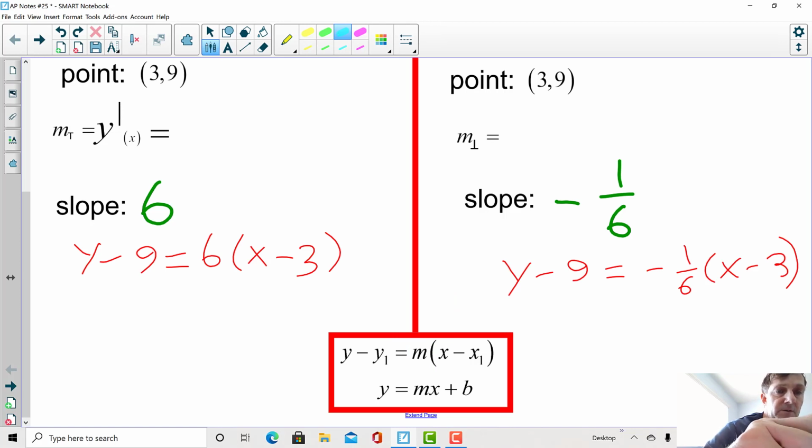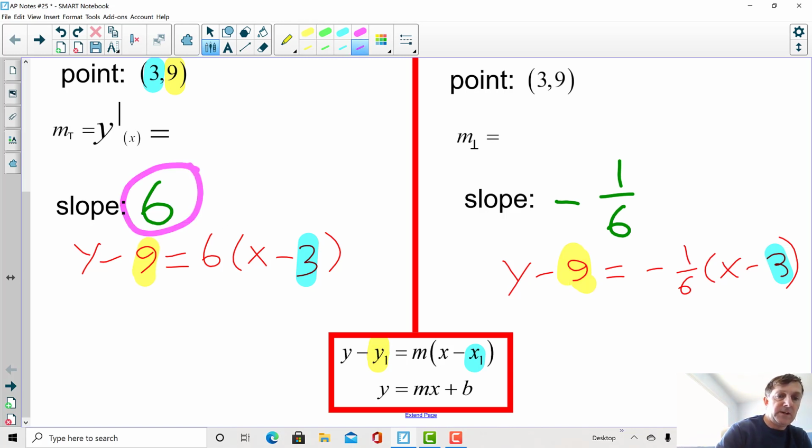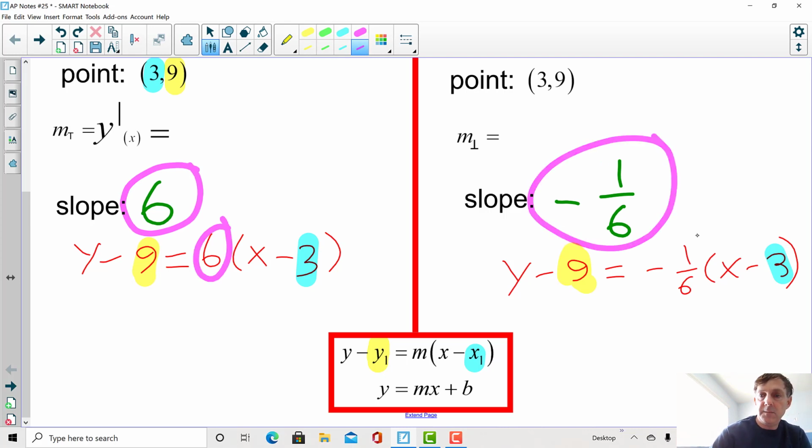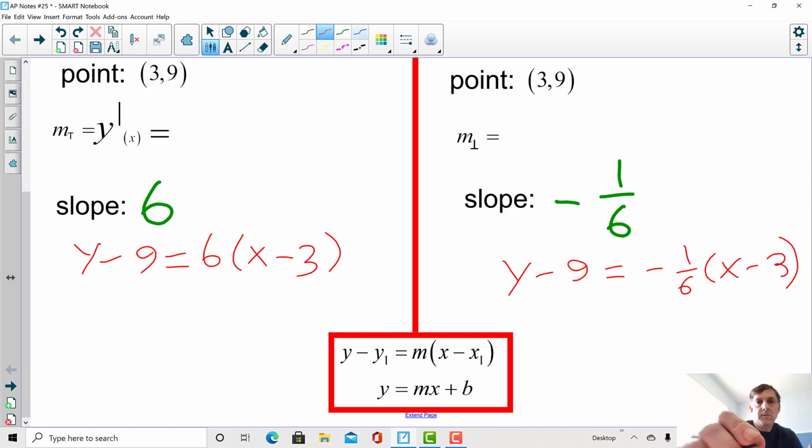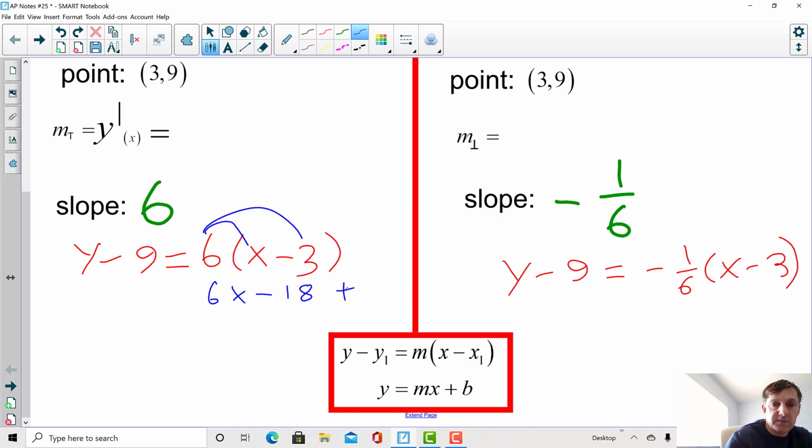Okay, for both of these examples, you can see I'm using 3 for the x, put the 3 here, put the 3 here. And I'm using 9 for the y. So there's my 9, there's my 9, that's the y. The slope here is going to be 6. However, the slope over here is going to be negative 1 over 6. Okay, you could stop there, or you can solve for y. Got to multiply the 6 on both pieces. Add 9 to both sides.